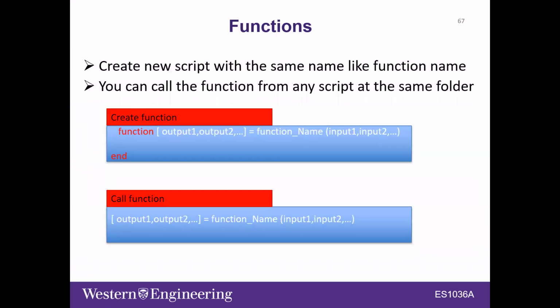Create a new script with the same name as the function name. You can call the function from any script in the same folder. So we can create a function and save it in a file, and we can call it since it's in the same folder and the same path.